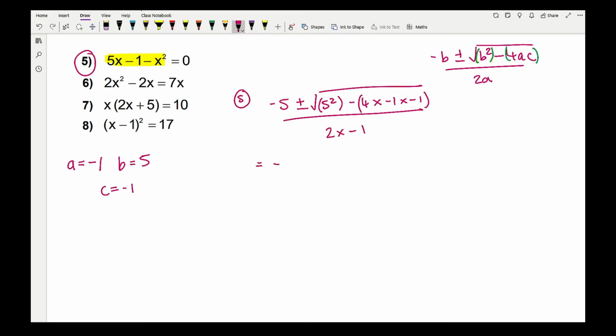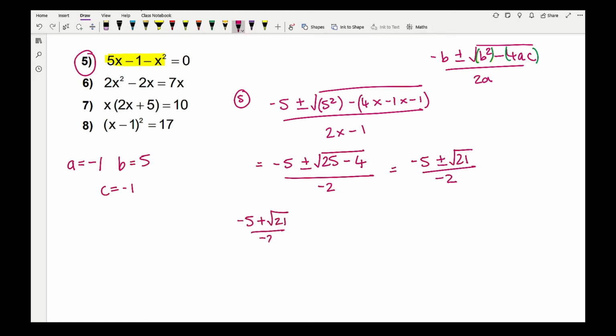Simplifying this, I get minus 5 plus or minus, and then 5 squared is 25, minus 4 times minus 1 is minus 4, times minus 1 gives me positive 4. And that's all being divided by 2 times minus 1, which is minus 2. Then simplifying inside the square root, I get minus 5 plus or minus root 21 over minus 2. So looking at my two answers, I've got one where I've got minus 5 plus root 21 over minus 2, and the other where I've got minus 5 minus square root 21 over minus 2. So lots of negatives to be wary about.